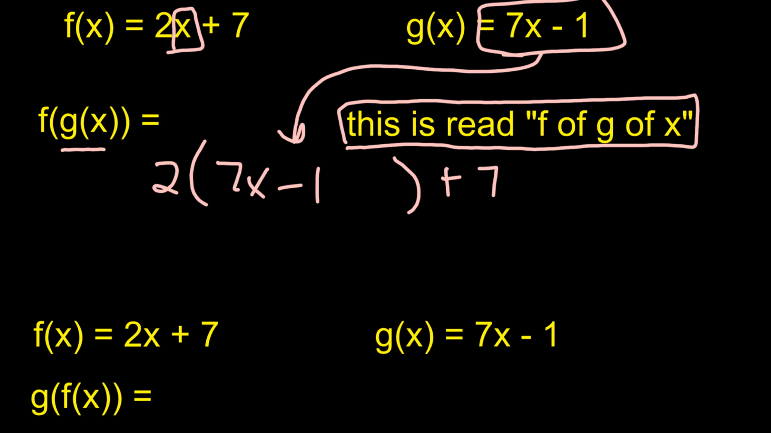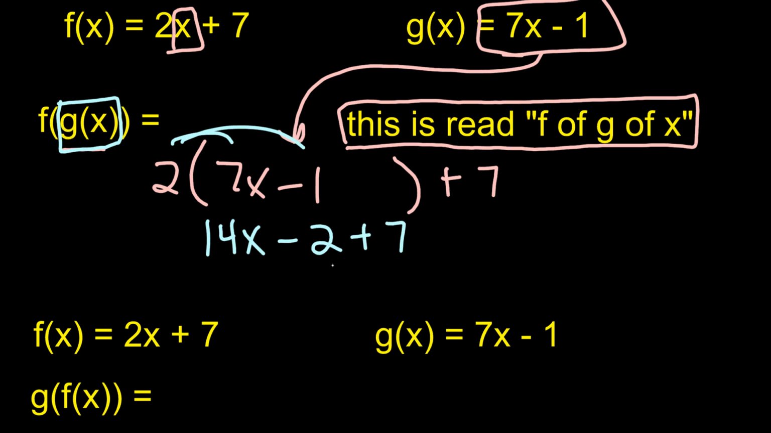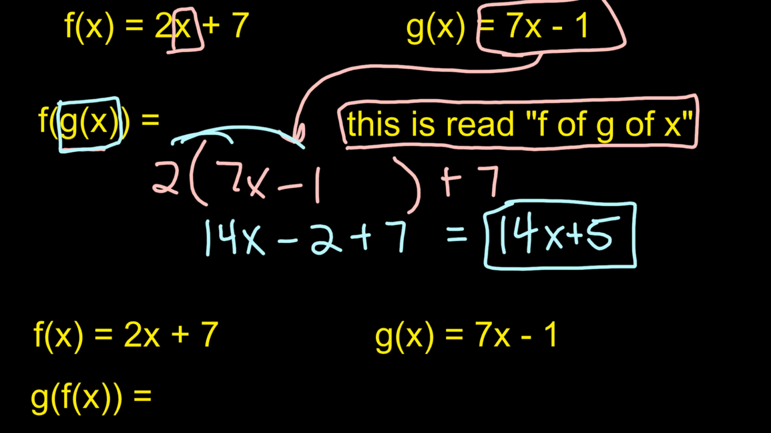So once again, instead of f of x, we have f of this g of x. And so we're plugging in g of x where there used to be an x. So we distribute the 2, just do our algebra steps. 2 times 7x is 14x. 2 times negative 1 is negative 2. So we get 14x minus 2 plus 7. That simplifies down to 14x plus 5, and that is f of g of x.